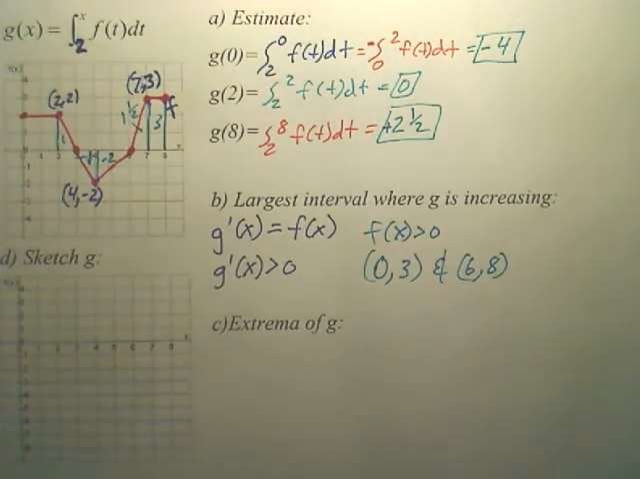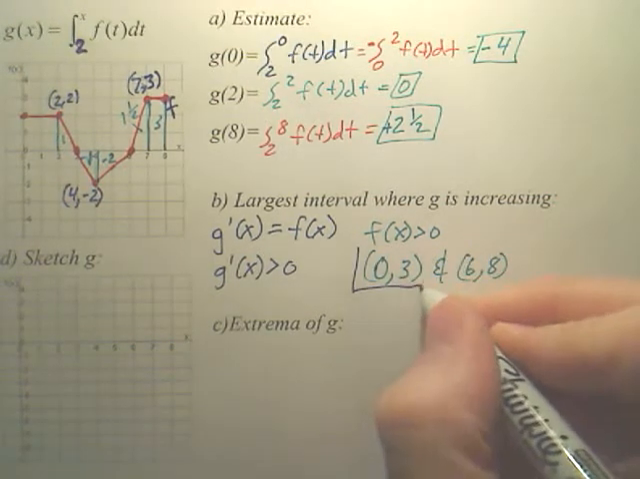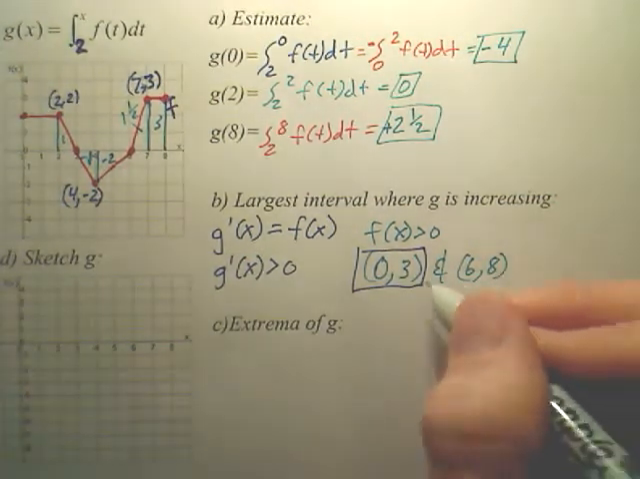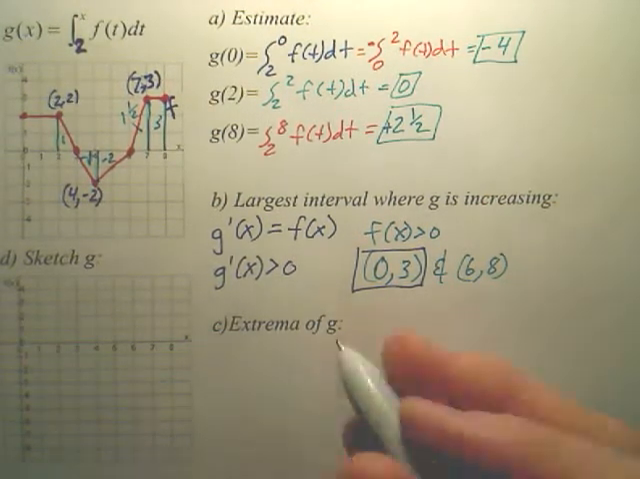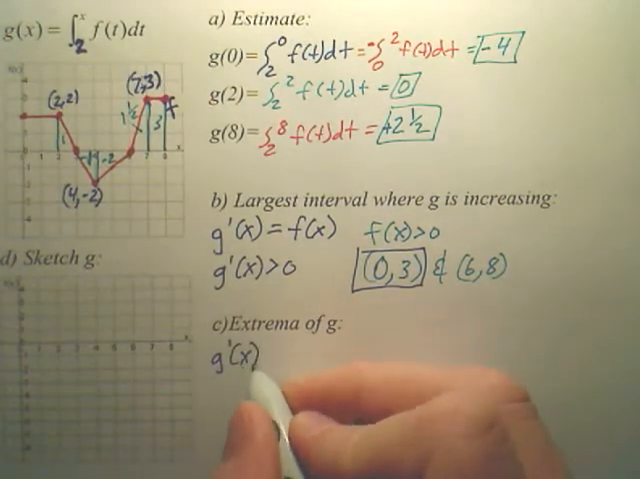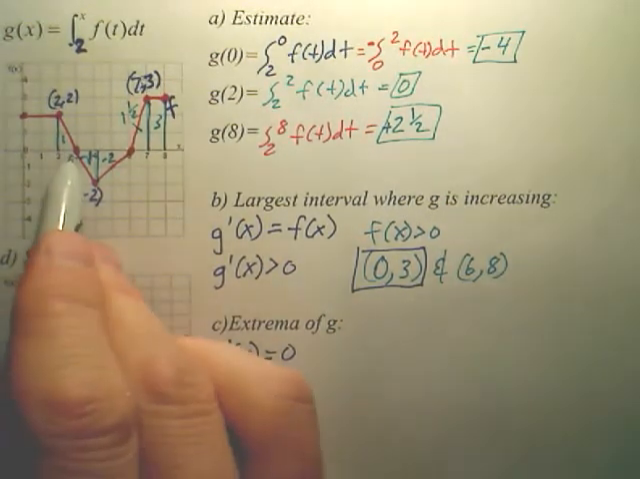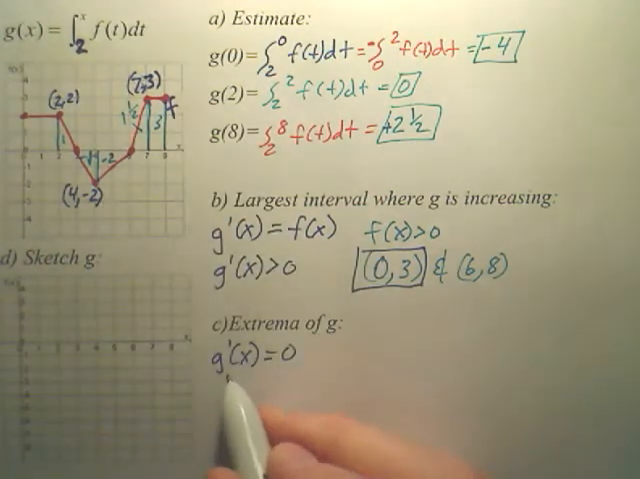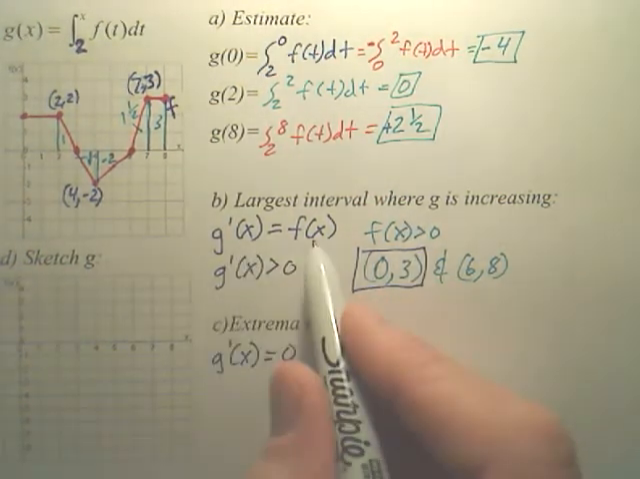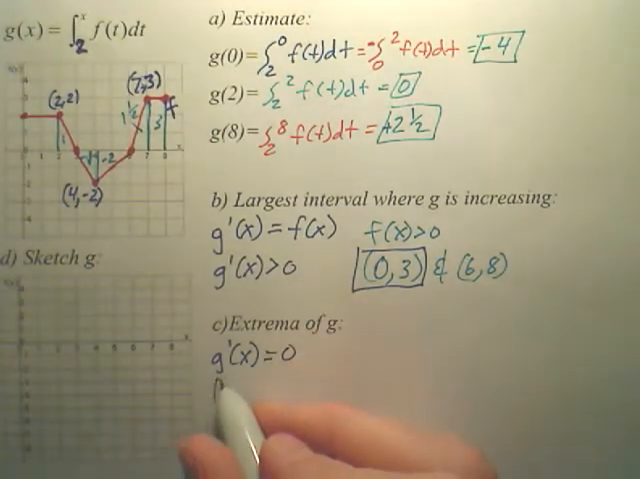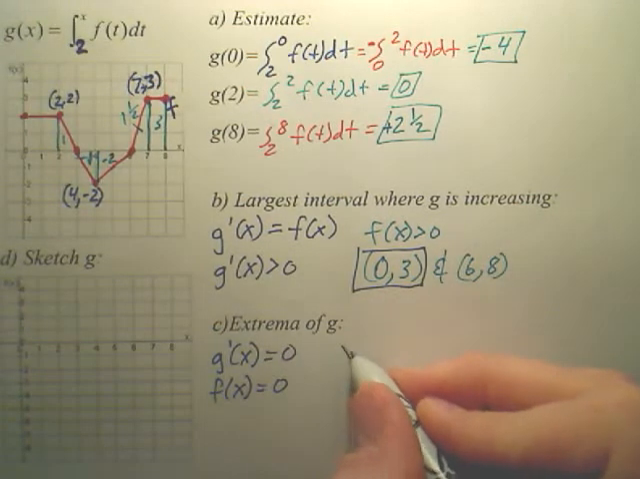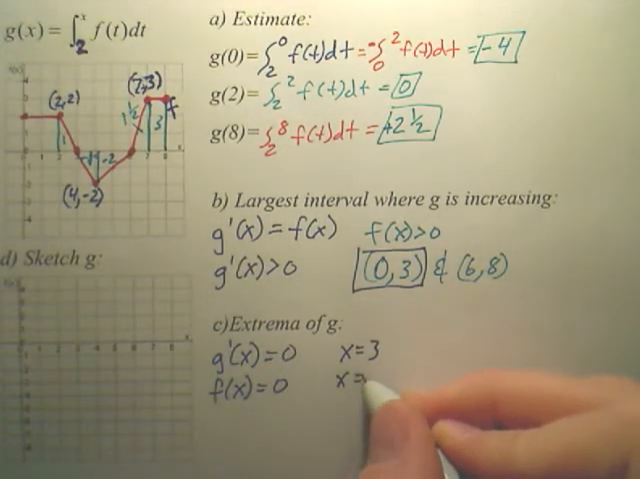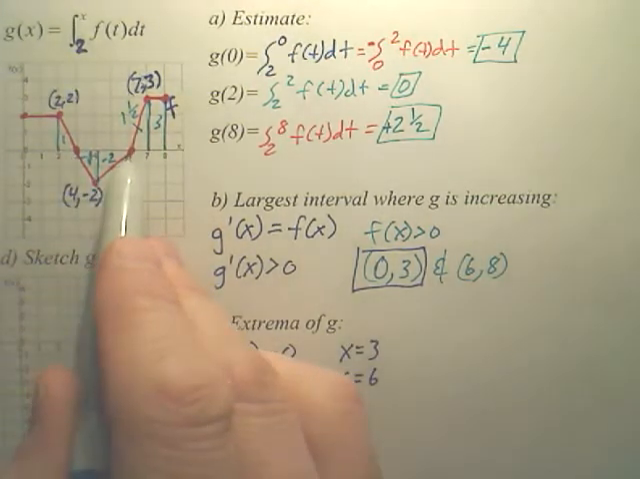Which of these two is bigger? Well, from 0 to 3, this has 3, and the other is 2. So this is the bigger interval. How do you find the extremas? Extremas are when the derivative equals 0. And where would that be? Remember we said here, this equals this, so it's where f of x equals 0. These are the same thing. And that would be at x equals 3 and x equals 6.